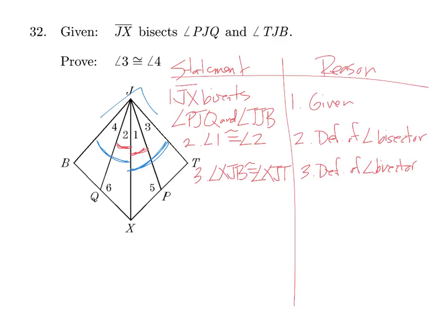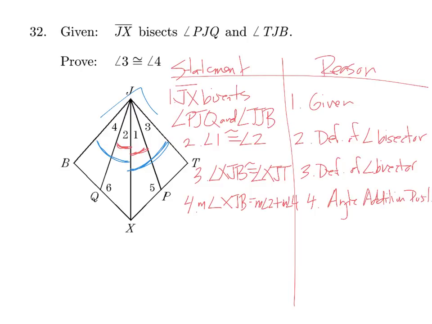All right, let's see what I have to work with here now. Okay. I know that the measurement of angle XJB is equal to the measurement of angle 2 plus the measurement of angle 4. All right, and that's by the definition, or I should say angle addition postulate.